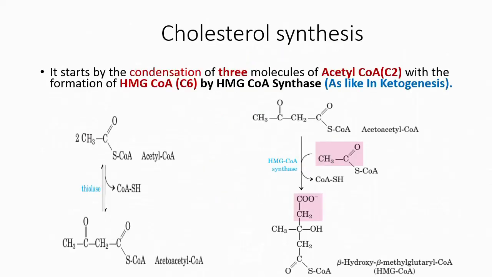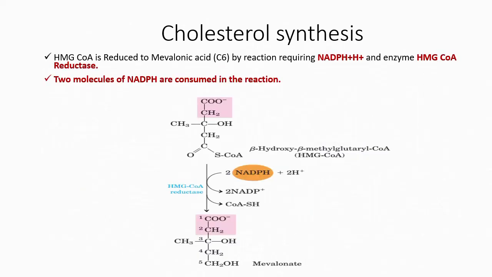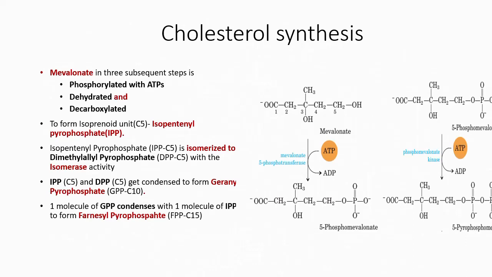Now cholesterol synthesis, like I said, starts with the formation of HMG-CoA, which is similar to what we've seen in ketogenesis. And from there we talk about the HMG-CoA reductase reaction, where we have the reduction of HMG-CoA to mevalonate, and mevalonate is a 6-carbon molecule. Now the next reactions are phosphorylation reactions and a decarboxylation reaction, about 4 steps.